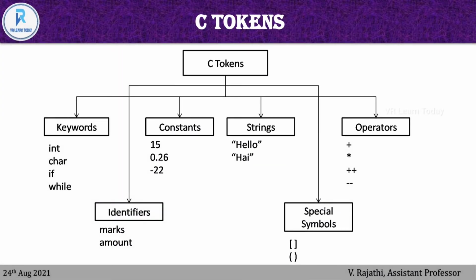And then we are moving to C tokens. In C tokens we have keywords, identifiers, constants, strings, operators and special symbols. Let's see them one by one.